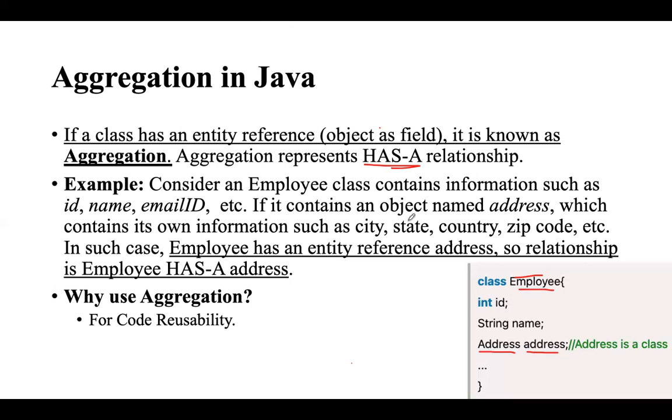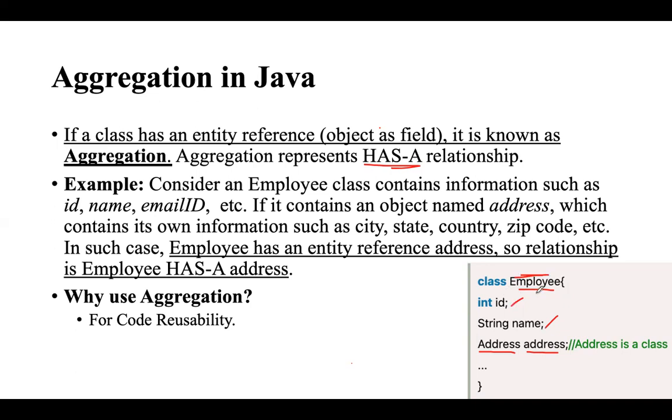So in this employee class, we have ID and name as proper fields of this class. But if we have an object of some other class as a field of this employee class, then what we are doing is the concept of aggregation.